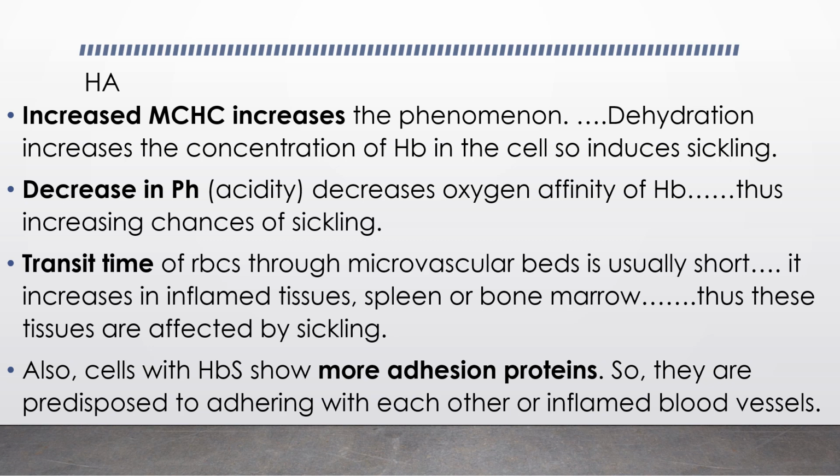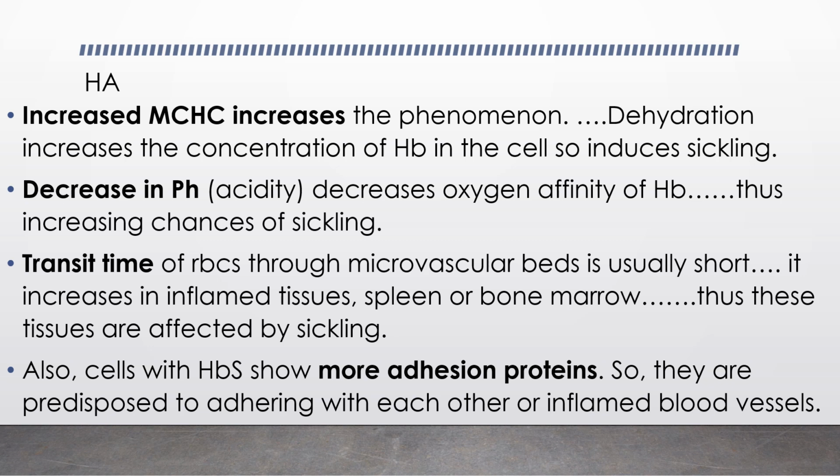Factors that may affect: increased mean corpuscular hemoglobin concentration. This increases due to dehydration. Often, if there is increased MCHC, there is dehydration in the cell, which increases the concentration of HbS, and so chances of sickling are increased. Acidity or decrease in pH is also seen to do the same.